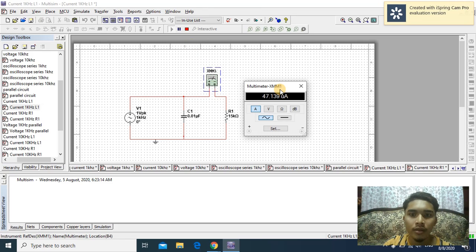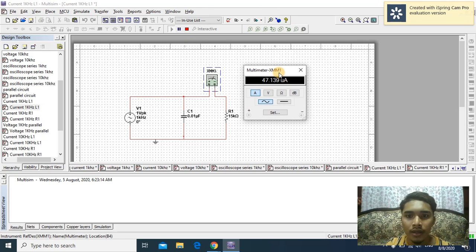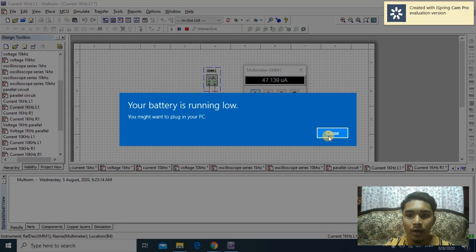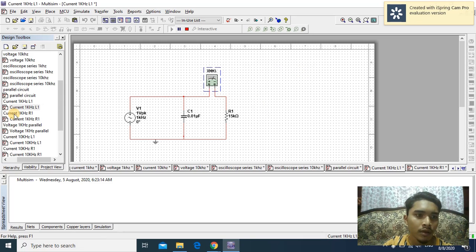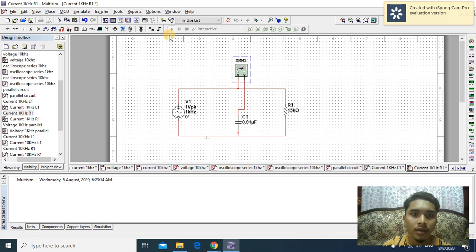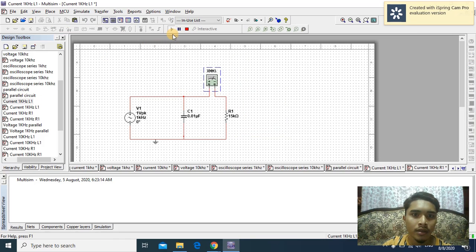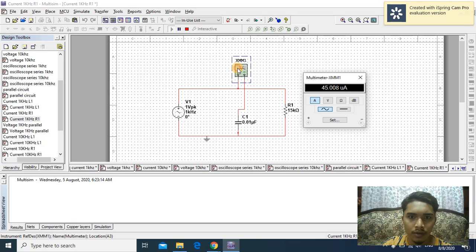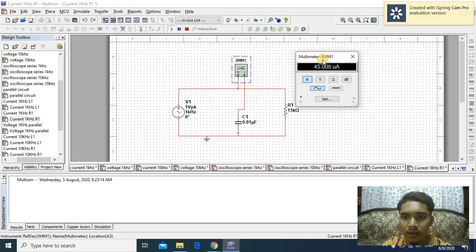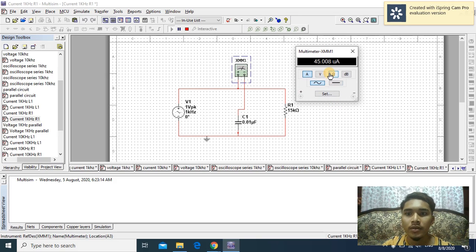The reading of the multimeter for current at L1 is 47.139 microampere. For R1, the measurement for current is 45.008 microampere.